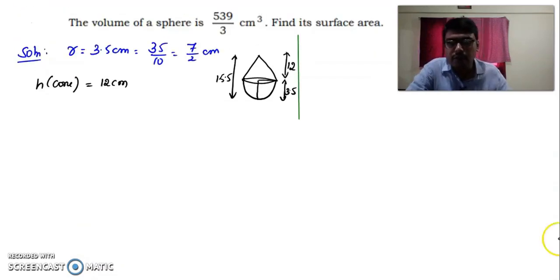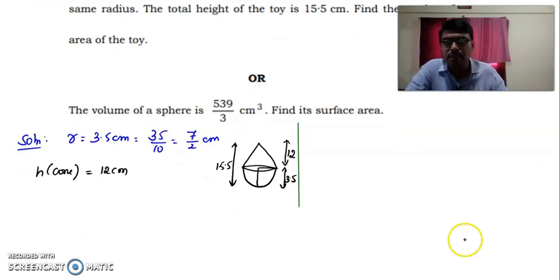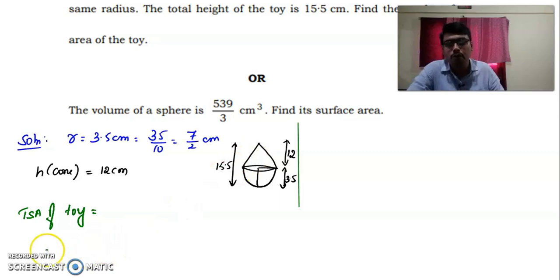So now I need to find out what? Surface area. Find the total surface area of the toy. So TSA of toy is equal to, see, after combination we have two faces here. One is curved surface area of hemisphere and the other is curved surface area of cone.